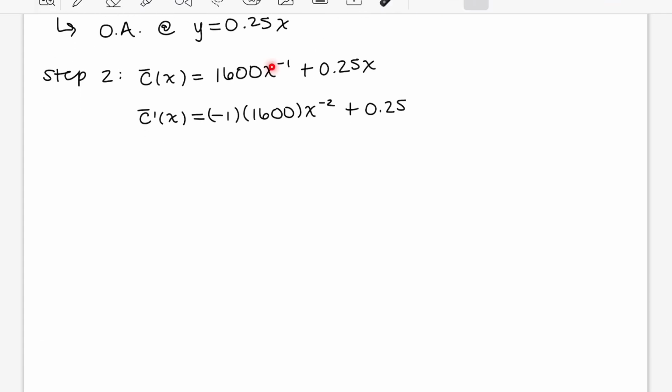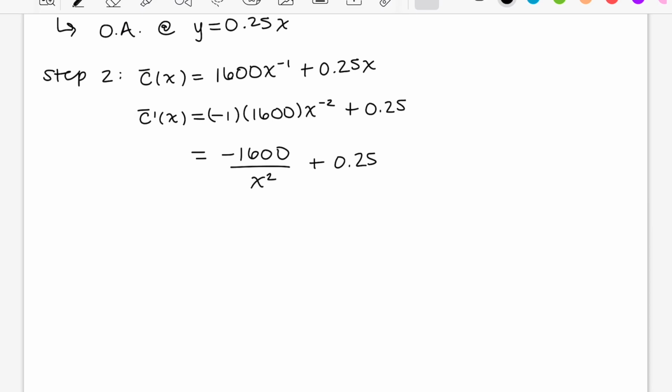And so then taking the derivative of this guy, we'll use our product rule. Sorry, I said product rule, but I meant power rule. So we're bringing this down in front, and then we have x to the power negative 1 minus 1. So this becomes negative 1600 over x squared, writing this with positive exponents, plus 0.25.